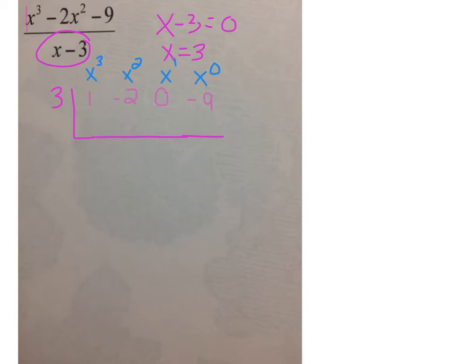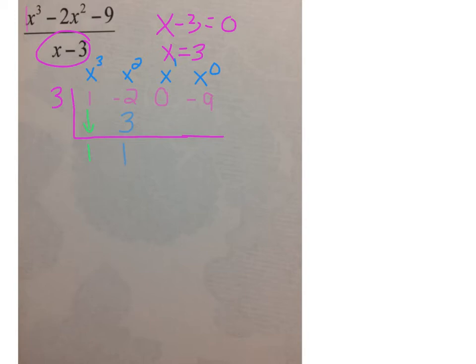So the first step is that we're going to be moving down. We're going to take this 1, we're going to bring it all the way down and put a 1 right there. The next step is to multiply. So let's see. We're going to multiply this 1 by 3. 1 times 3 is 3. So we're going to put positive 3 right here. And then we're going to add them. What's negative 2 plus 3? That gives me positive 1.